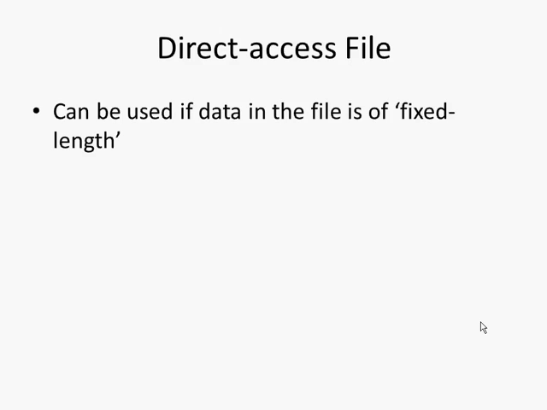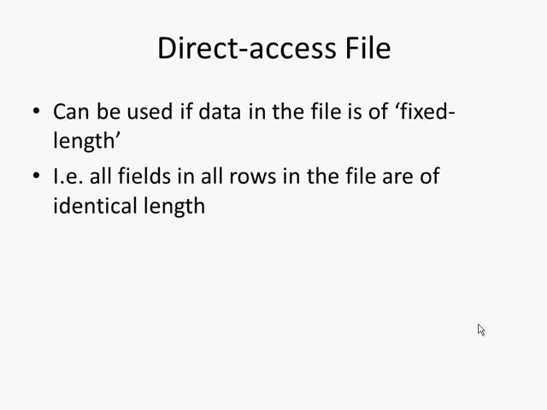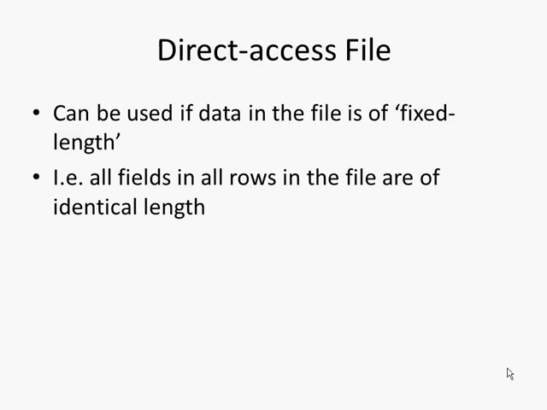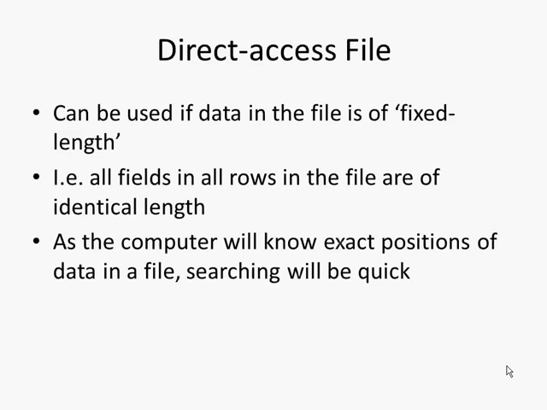Direct access files can be used if data in the file is of something called fixed length. For example, all fields in all rows in the file are of identical length. We'll take a look at an example in a moment. As the computer will know exact positions of data in a file, searching will be quick. So here's an example.